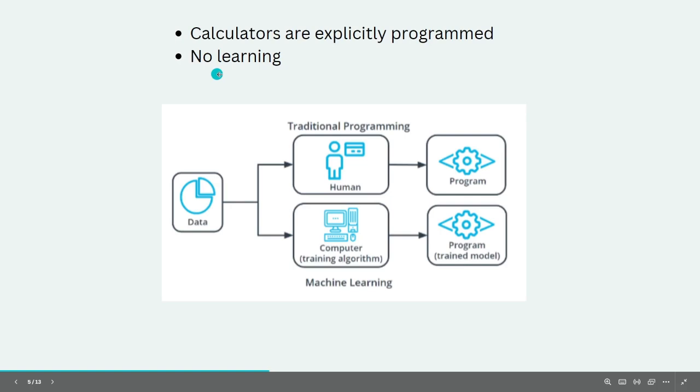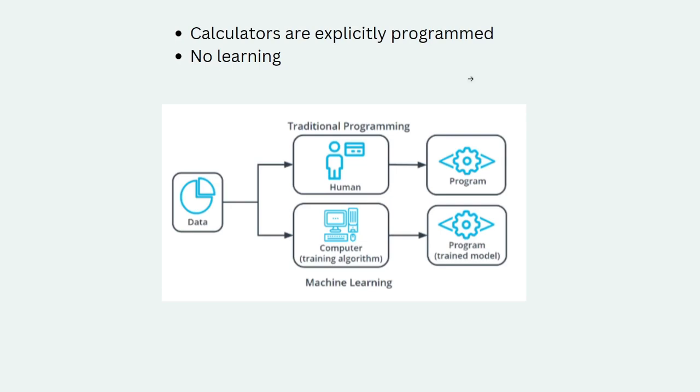Suppose you have a case where your calculator can only do calculation with polynomial degree of 2. If you want to give your input in polynomial degree of 4, your calculator won't be able to produce any answer, right? Because it is not trained that way. It is not programmed that way.